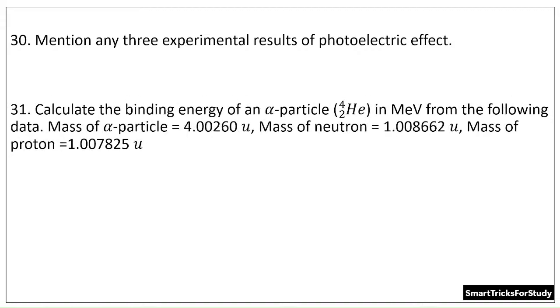31. Calculate the binding energy of an alpha particle, that is helium, in MeV from the following data. Mass of alpha particle is equal to 4.00260, mass of neutron is equal to 1.008662, mass of proton is equal to 1.007825.